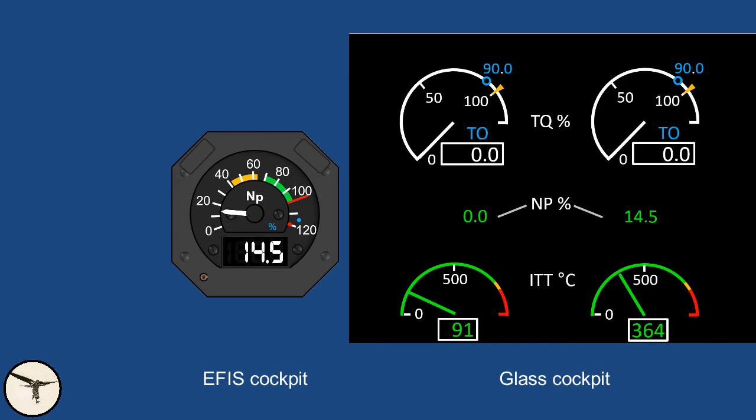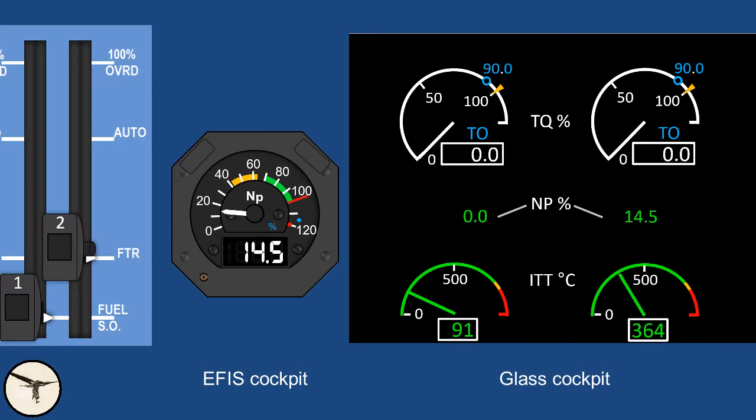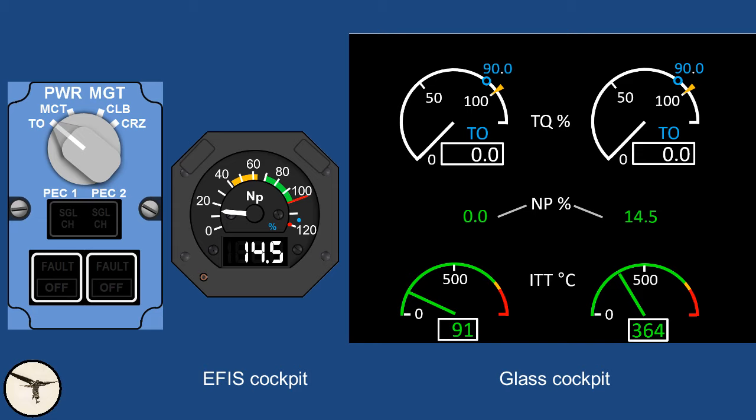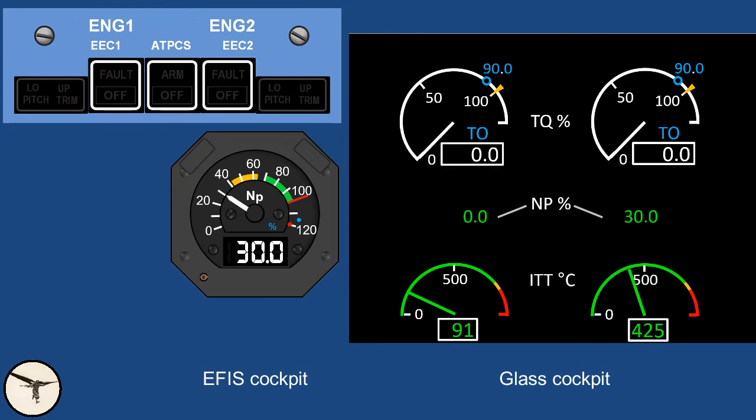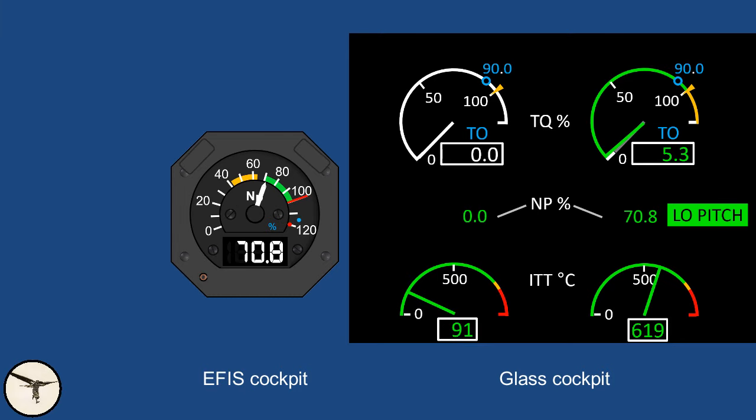NP will stabilize at 14.5%. When the condition lever is moved to auto, the PEC, propeller electronic control, will run a self-test for 3 seconds. This triggers an amber single channel indication. When NP passes 30%, we get low pitch indication, which means that the propeller pitch is controlled by the power lever. The engine start procedure is completed when NP is stabilized at 70.8%.